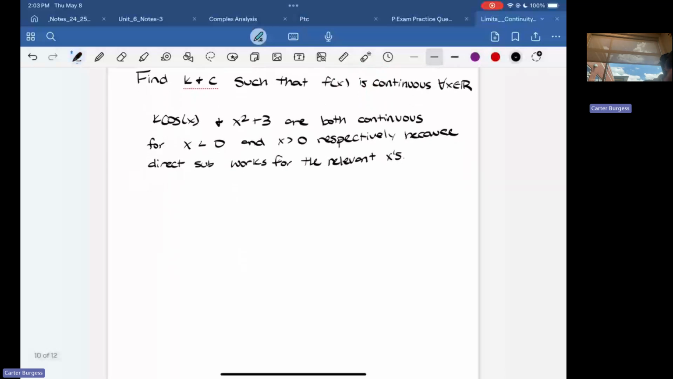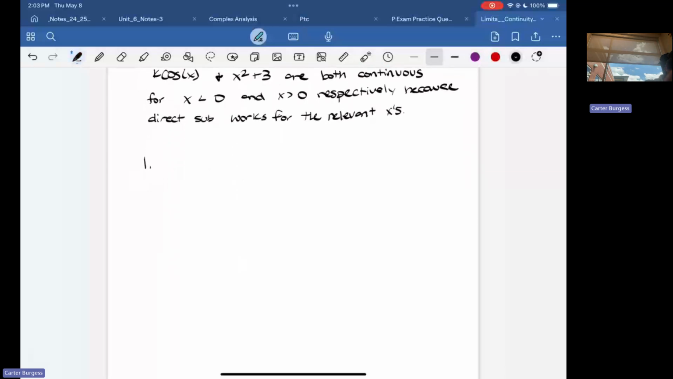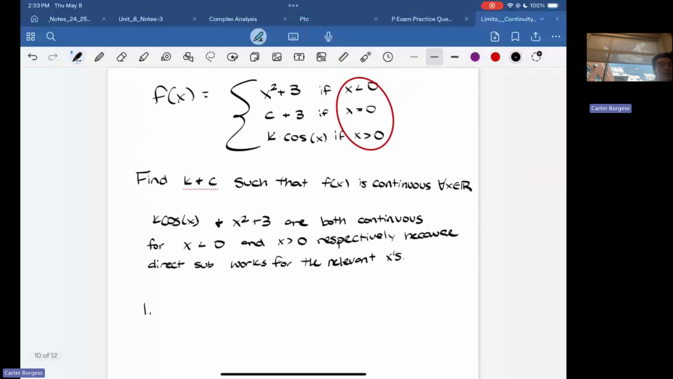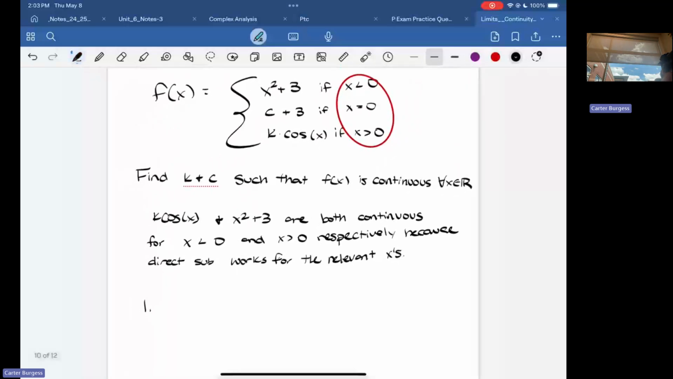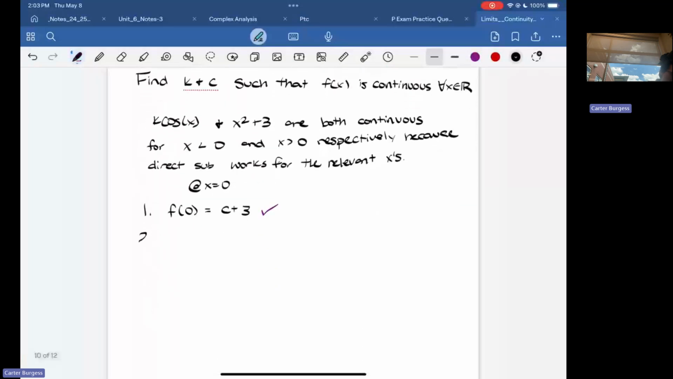Okay, what do we need to show in order to demonstrate continuity? First thing is that f of a exists. In this case, we're looking at x equals 0. So what is f of 0? It is c plus 3. Does that exist? Yes. Okay, that's fine. What is the second thing that we have to demonstrate?